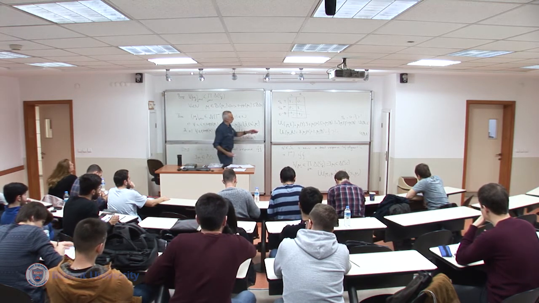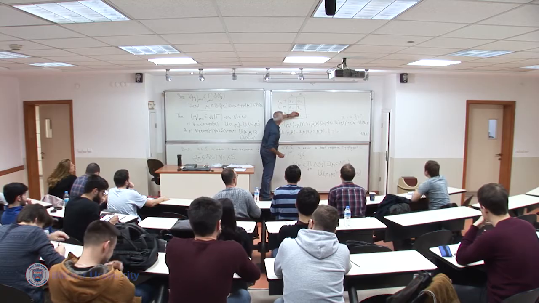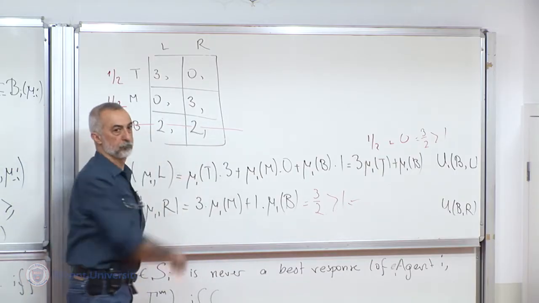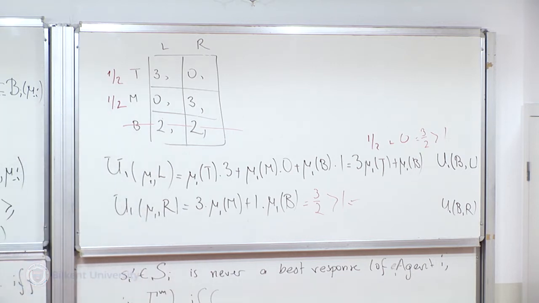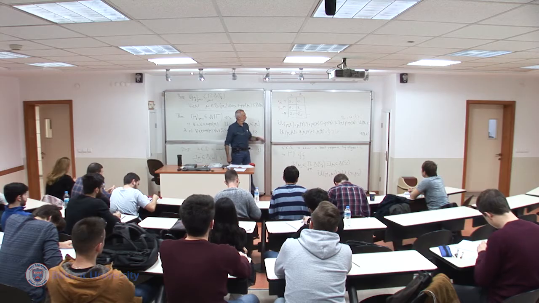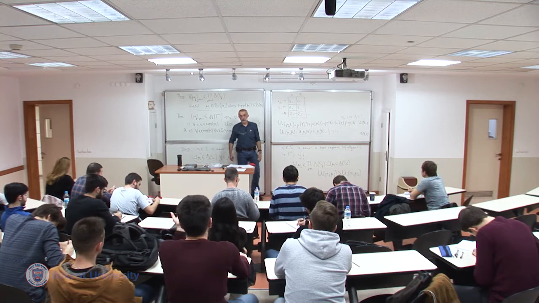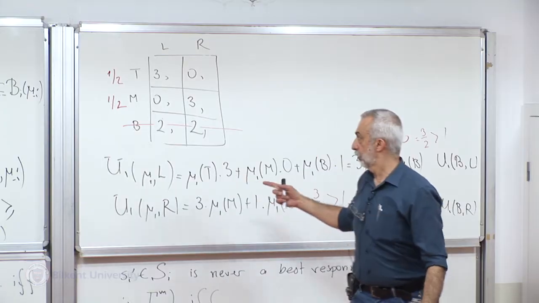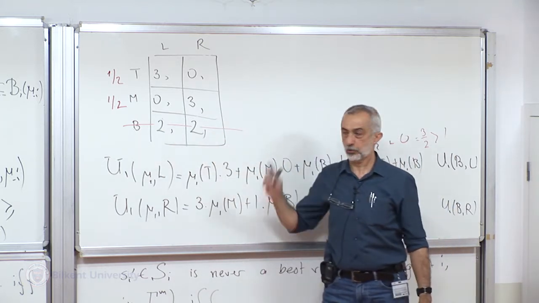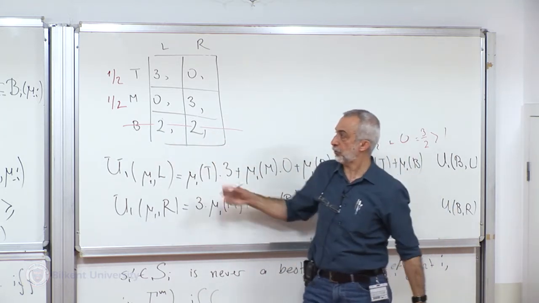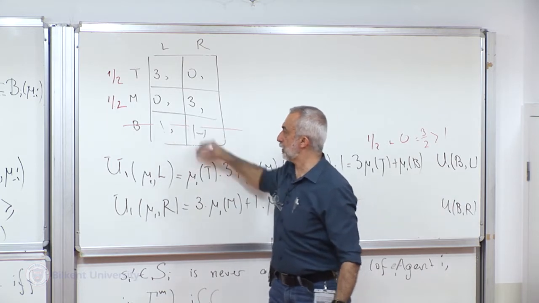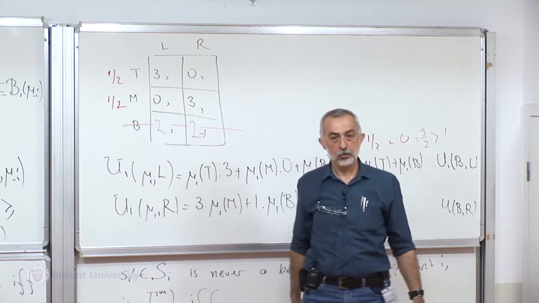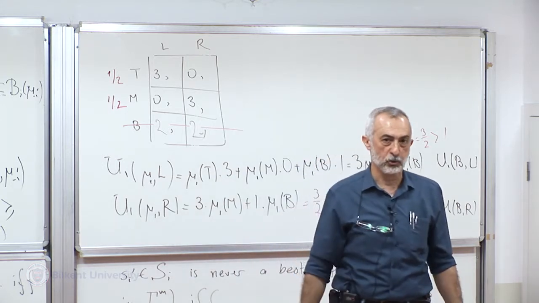So let me change this game slightly. Let's make this a 2. Okay, so in the pure strategy game, B is not a best response. It was not a best response in the original game, and it is not a best response in this game. So let's see what happens in the mixed extension game.